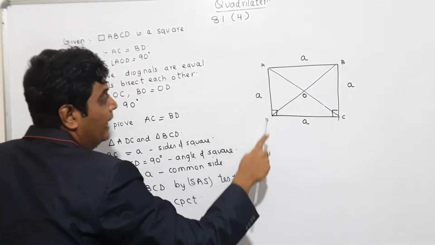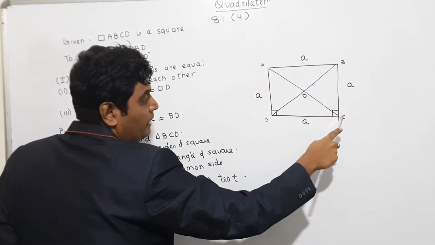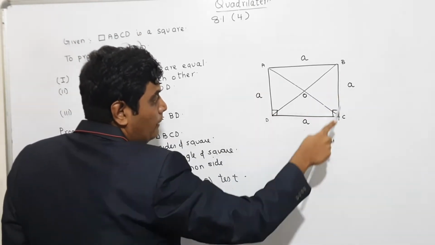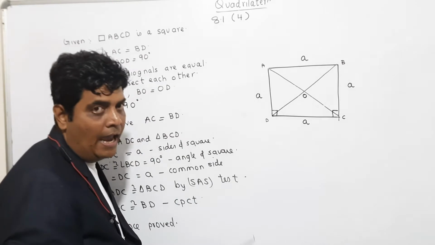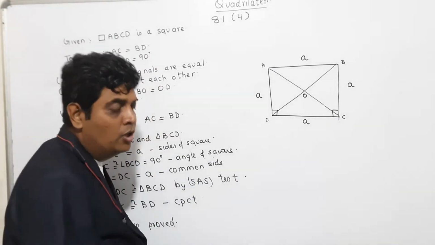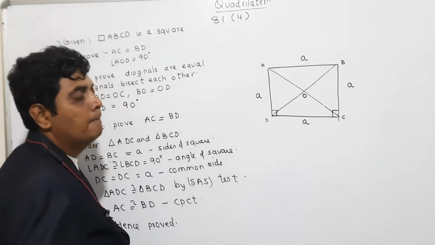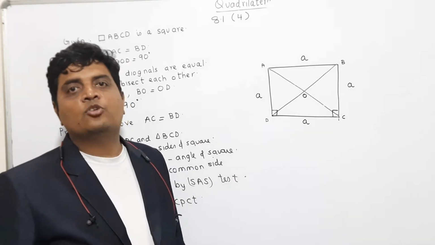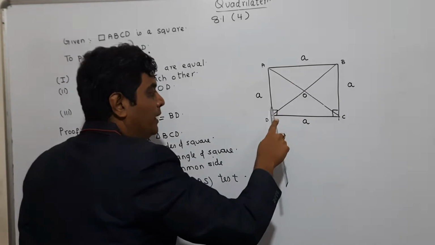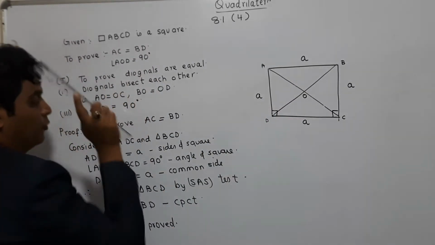So now in triangle ADC and triangle BCD, can I say AD is equal to BC, sides of a square, angle ADC is equal to angle BCD is equal to 90 degree, angle of a square, and DC is equal to DC, common side. Therefore triangle ADC is congruent to triangle BCD by SAS test of congruence. Therefore AC is equal to BD, congruent parts of congruent triangles. Your first part is proved.